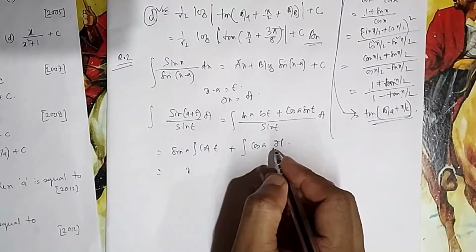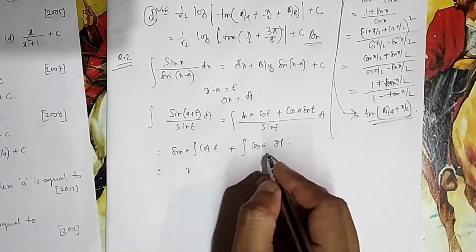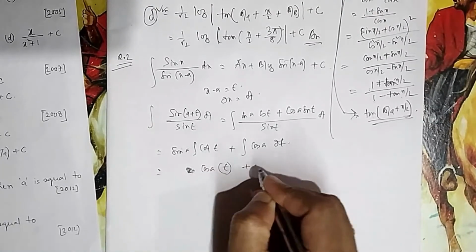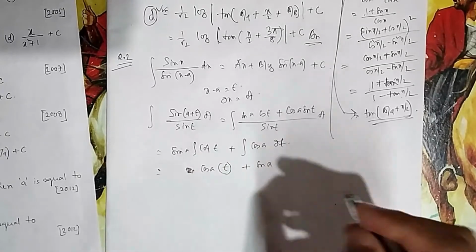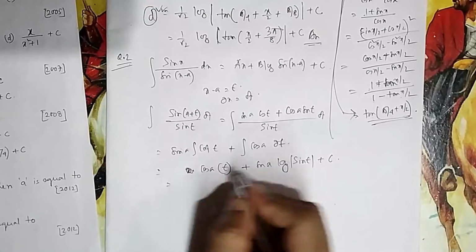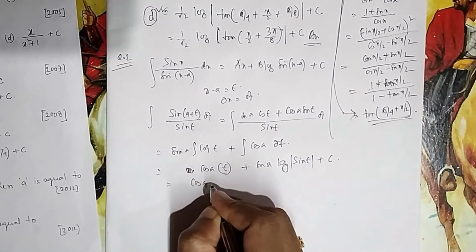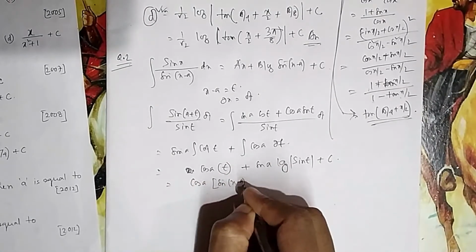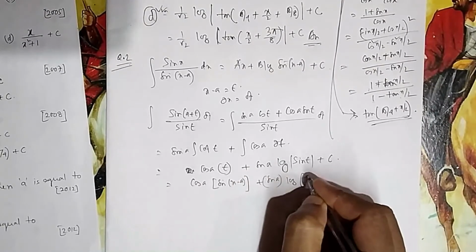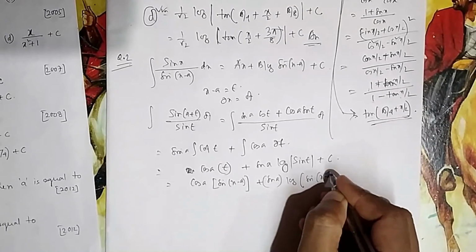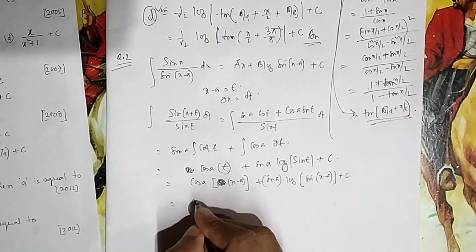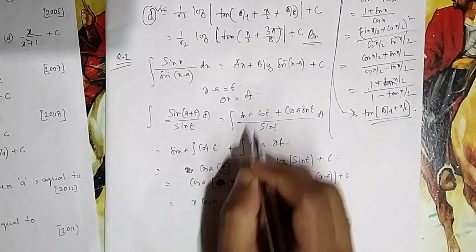Cos a is constant, and it is only dt, so it is cos a into t plus sin a, and integration of cot is log sin t plus c. So you put the values of t, so it will be cos a into (x minus a), and then sin a into log sin (x minus a) plus c. T is equal to x minus a. So you can write it x into cos a.